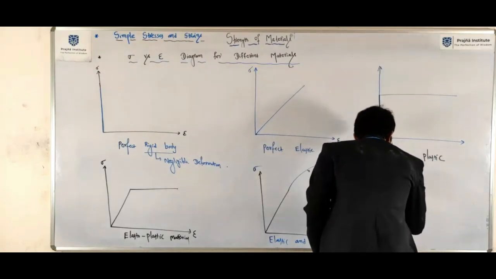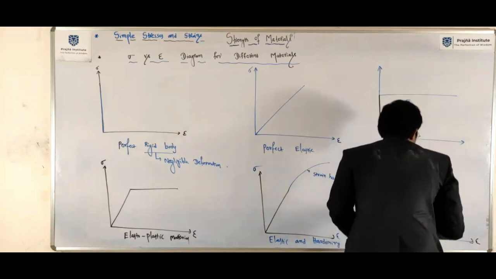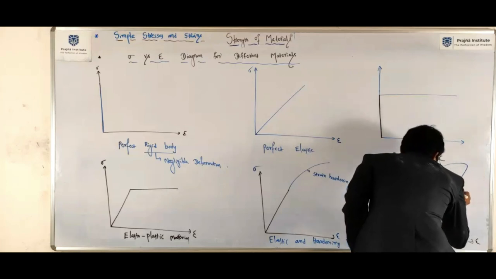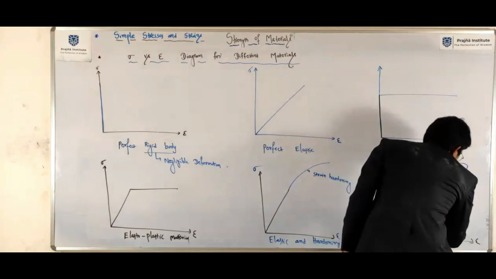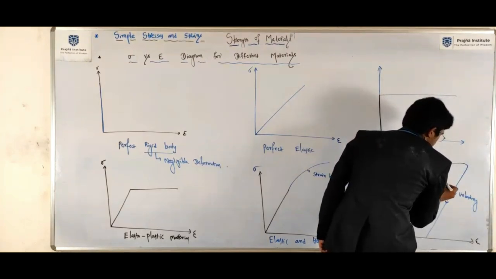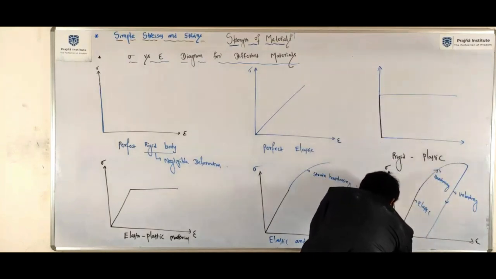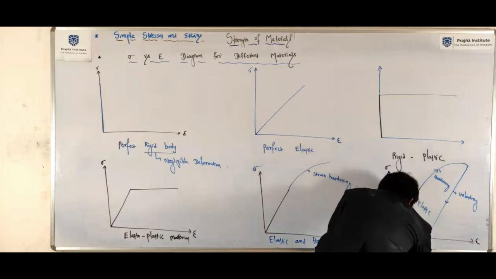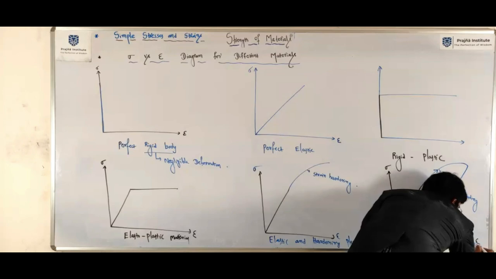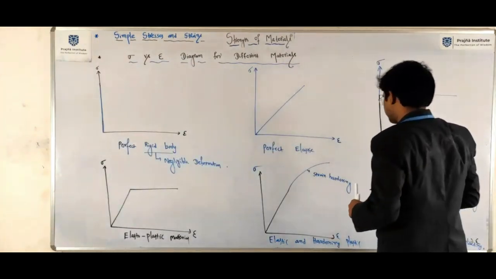Then here it is unloading. It is hardening elastic. Here elastic, hardening plastic with unloading. Okay, so this is all about stress versus strain diagram for different materials.